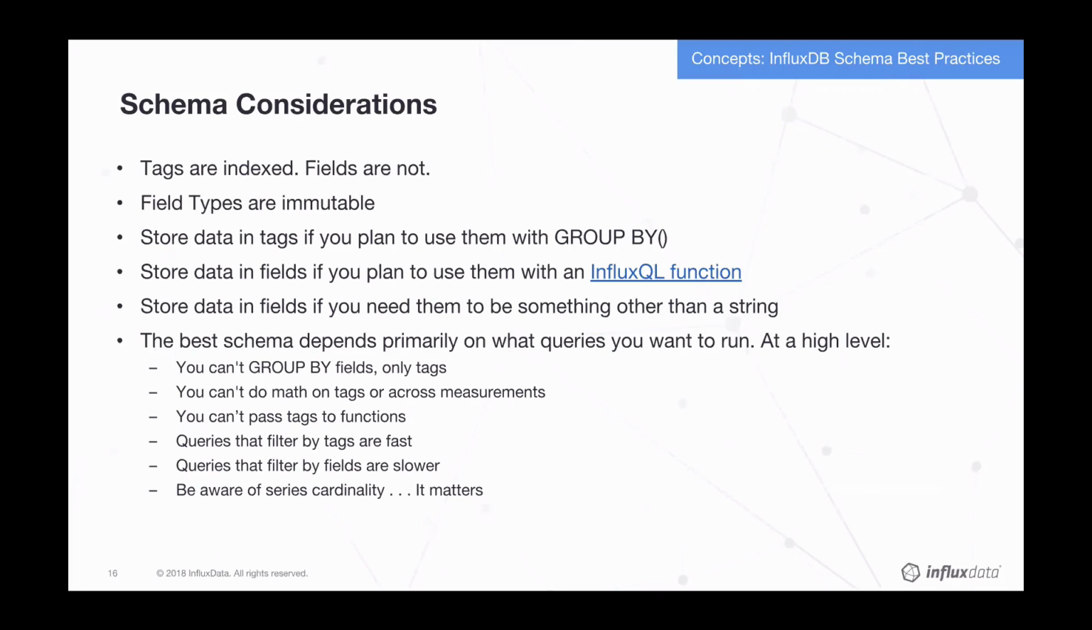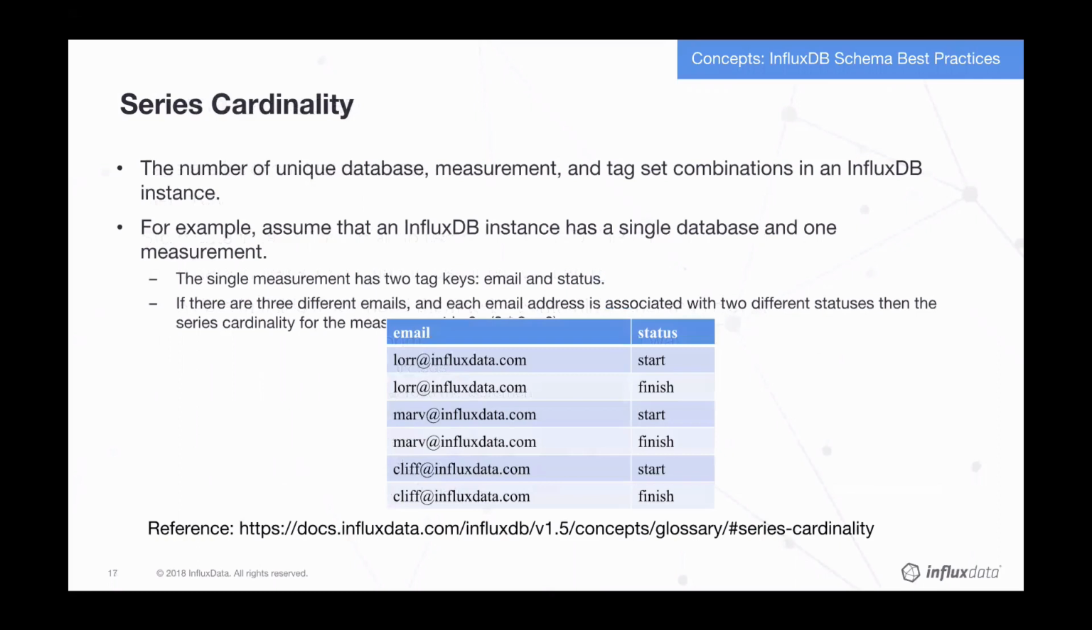And then finally, you really want to be aware of series cardinality. I will go into details about what series cardinality is right now. It's the number of unique databases, measurements, and tag set combinations.